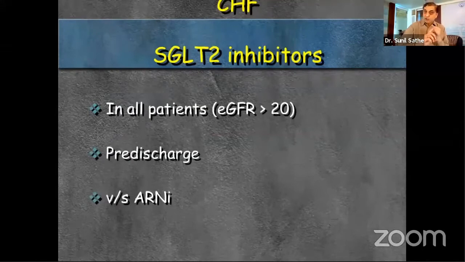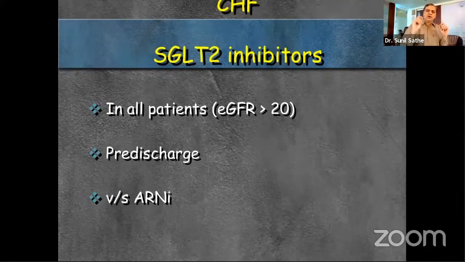SGLT2 inhibitors, I would use in all patients. The GFR should be more than 20, some say 15, but 20, pre-discharge after acute decompensated heart failure. This is the drug to be thought of, and whether you should give ARNI first or SGLT2 first, this is a topic by itself. But let me tell you, I want 4 drugs.